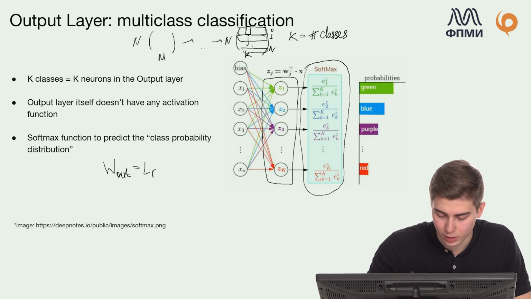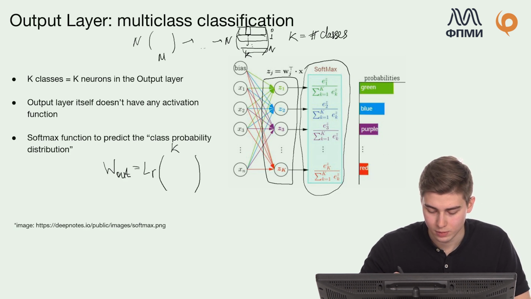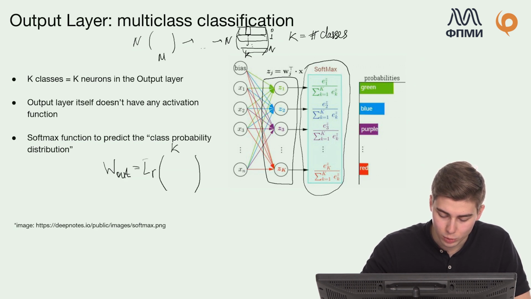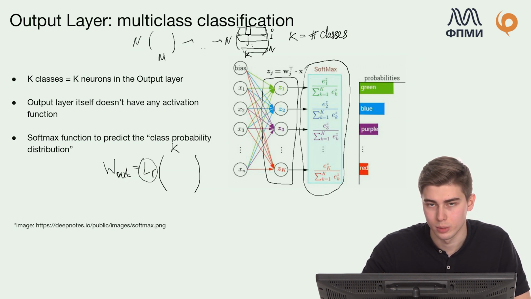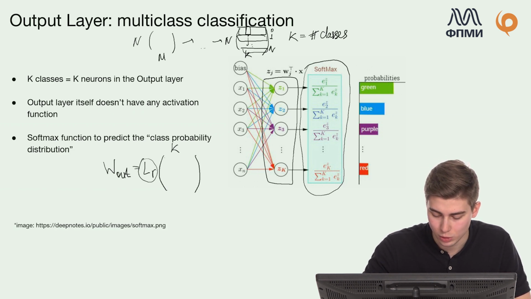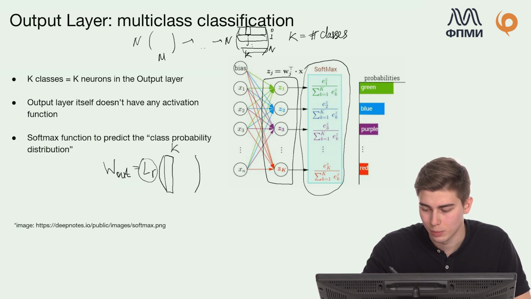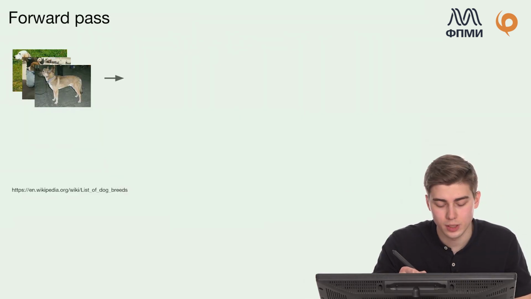So our output layer has its own weight matrix, W out. It has the shape LR by K. K states for the number of classes, and LR is the number of neurons in the last hidden layer. So it's the number of neurons in the previous layer of the network, the layer that was before the output layer. And each of K neurons has LR weights, just like the ordinary hidden layer, but it outputs K numbers, K scores.